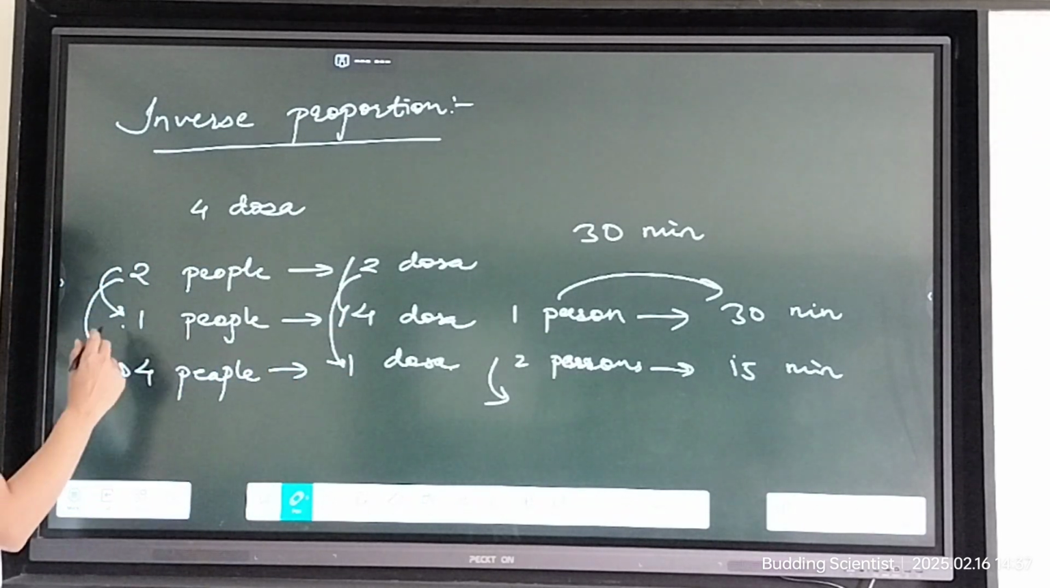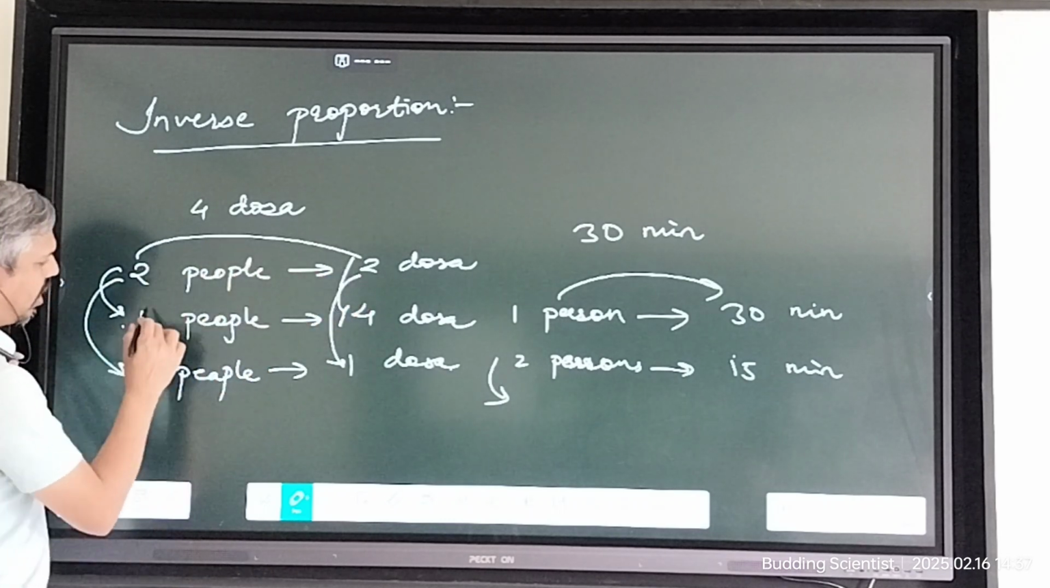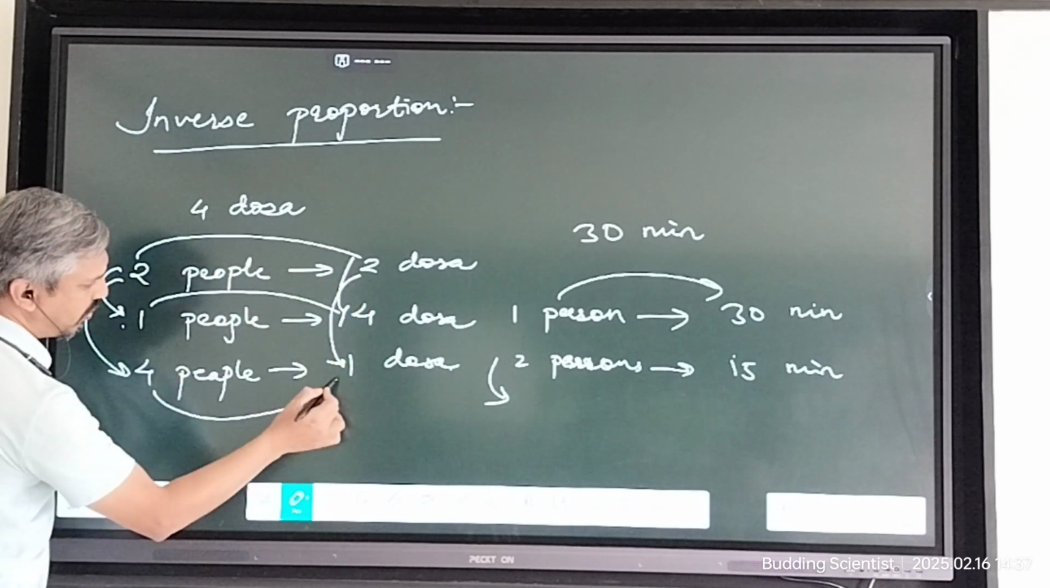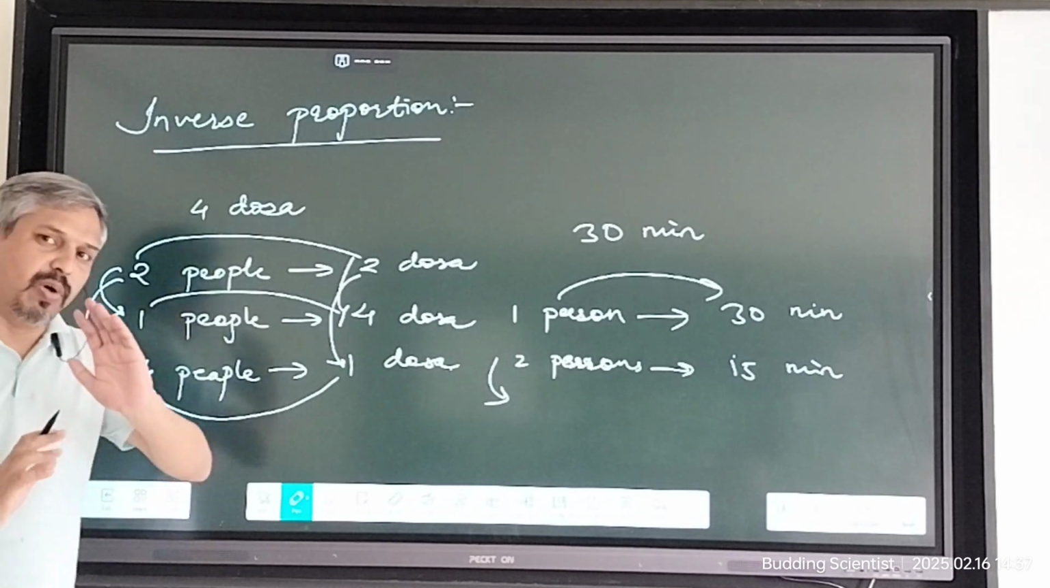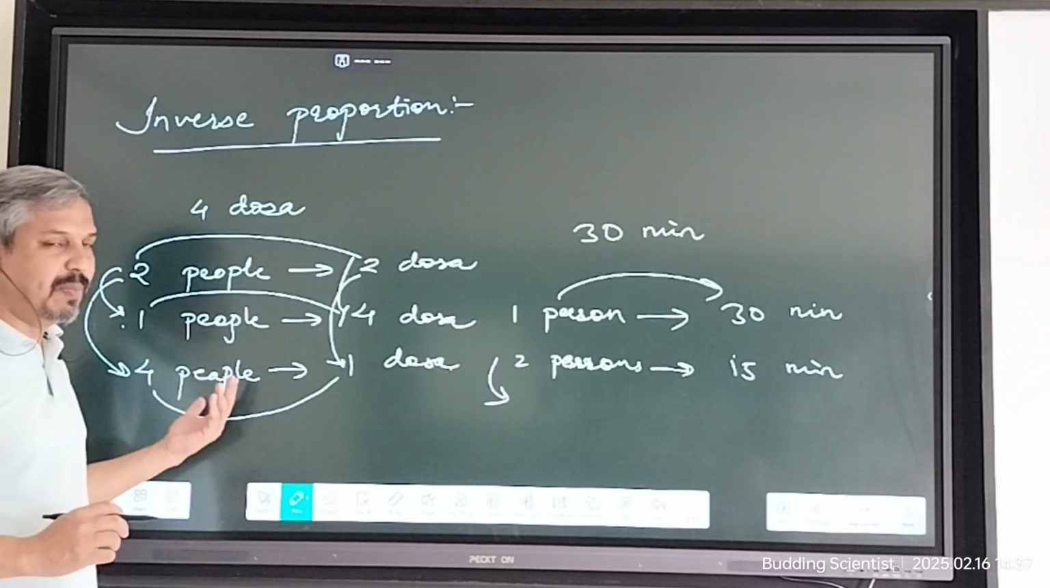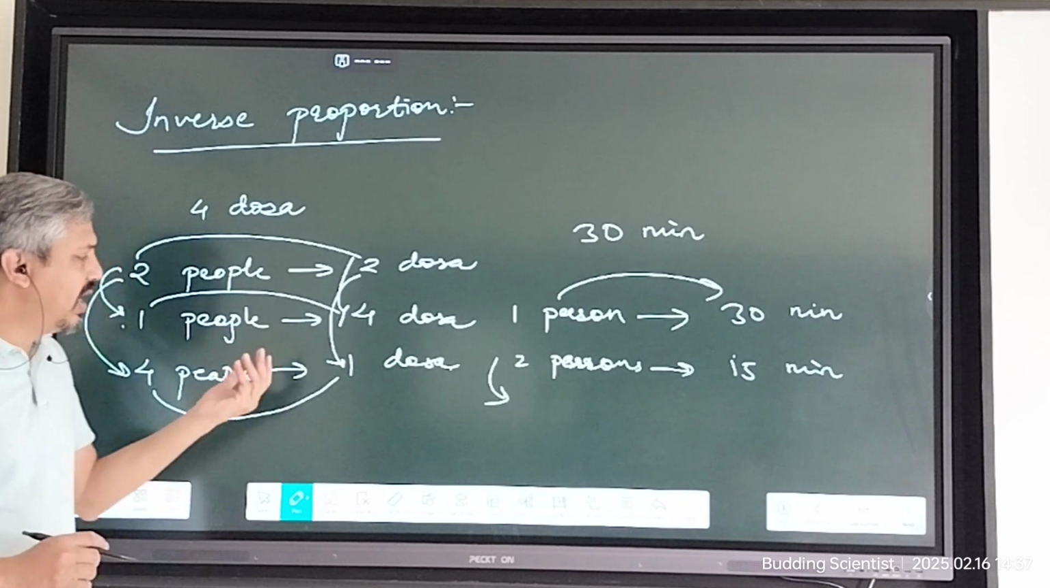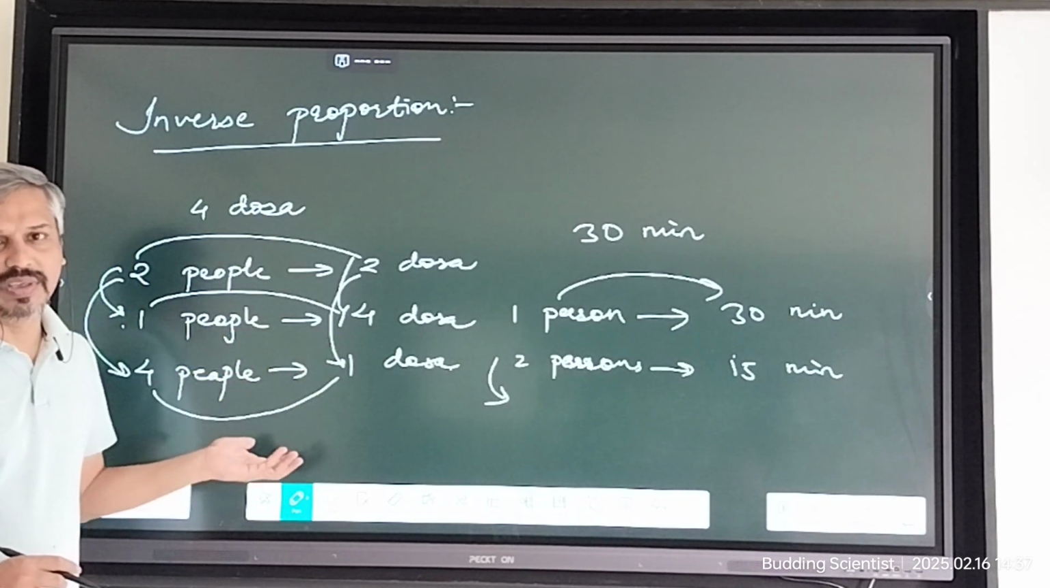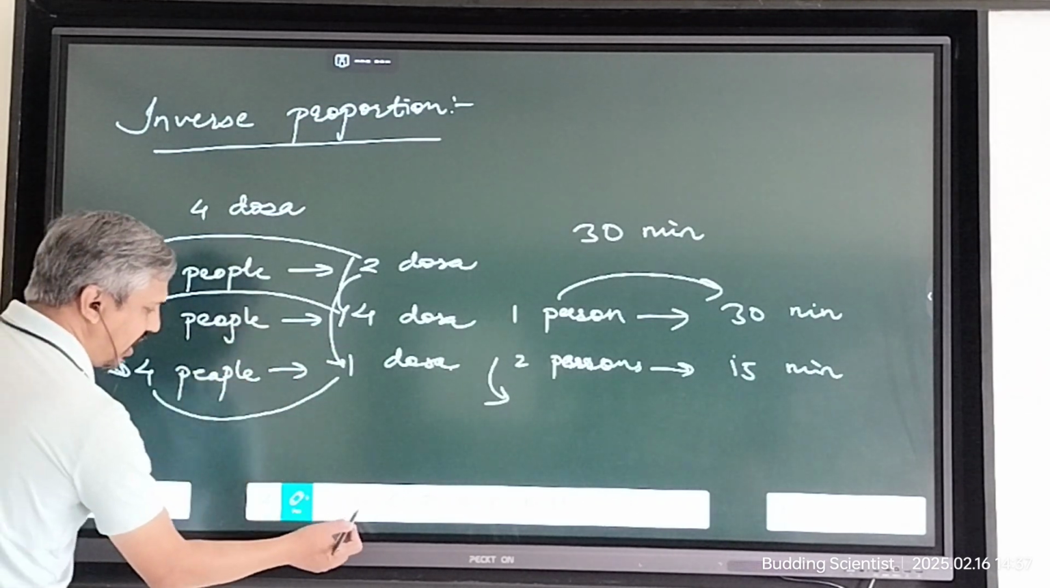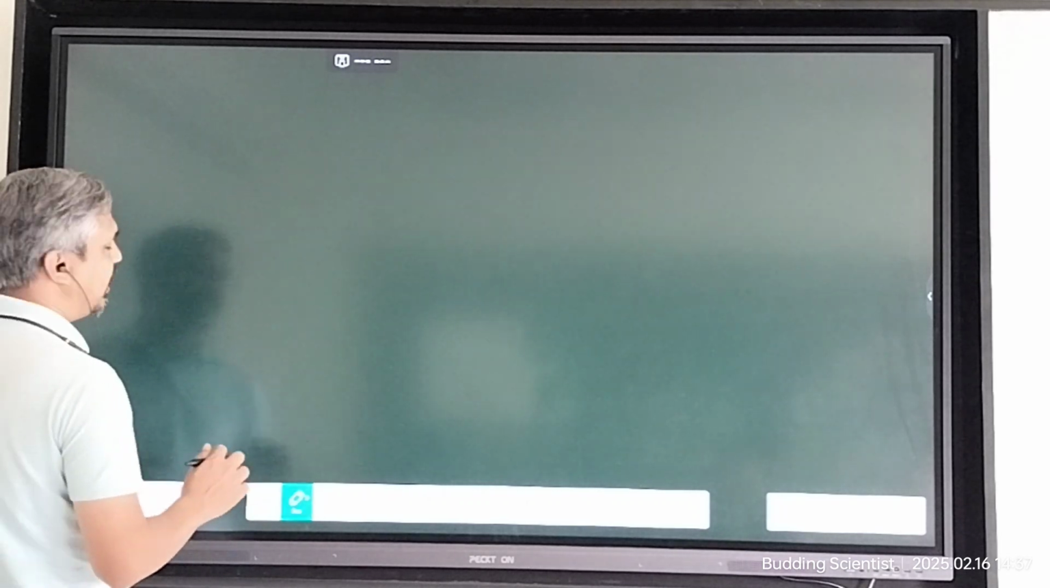In inverse proportion, if you notice, 2 into 2 is 4, 1 into 4 is 4, and 4 into 1 is also 4. The multiplication will always be constant. Like in direct proportion, the ratio will be constant. In inverse proportion, the product will be constant. There is hardly anything that we need to worry about while solving these kinds of problems.